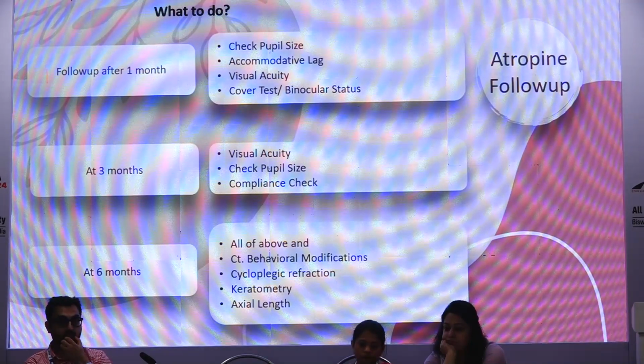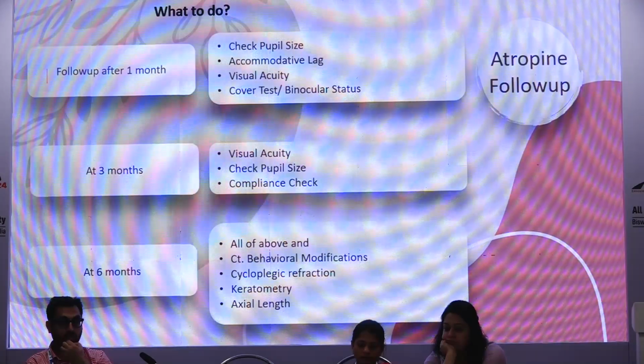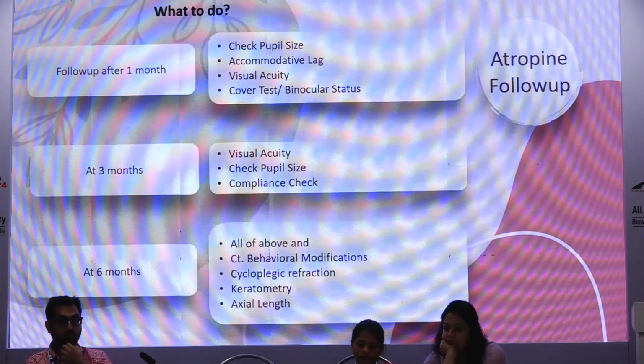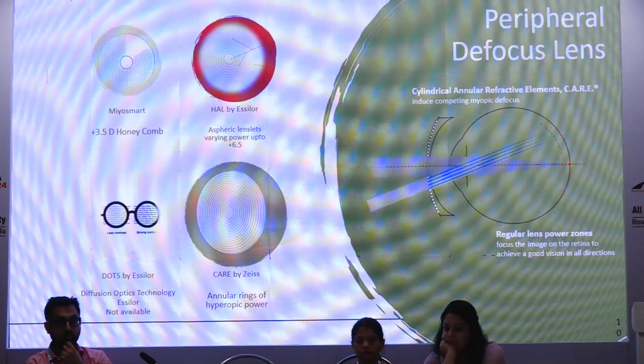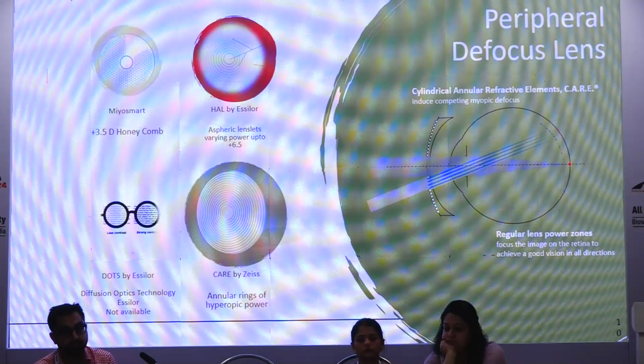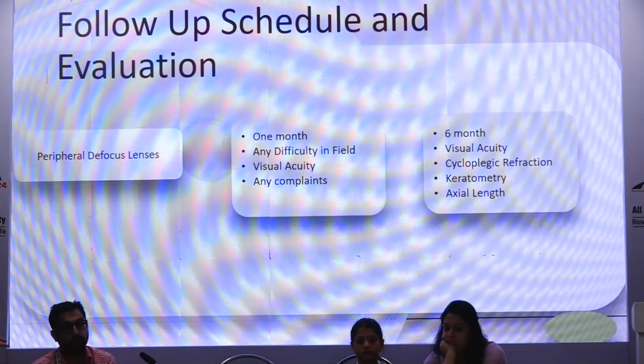And at the end of 6 months, we will check whether there is any behavioral modification, reduced near work or not, outdoor activities, and repeat cycloplegic refraction, axial length, baseline keratometry. This is another intervention. My focus is more on the follow-up schedule and evaluation.